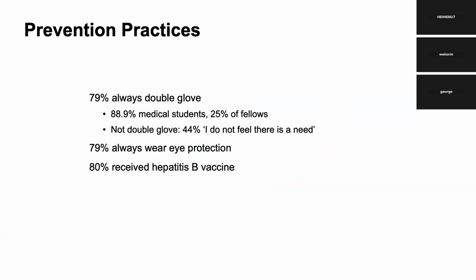How do we prevent this? Double gloving: 79% of people always double glove, and most of the time the medical students do it much more commonly than the fellows. 44% of people in this study said they don't feel there's a need. 79% wear eye protection, and then 80% receive the Hep B vaccine.